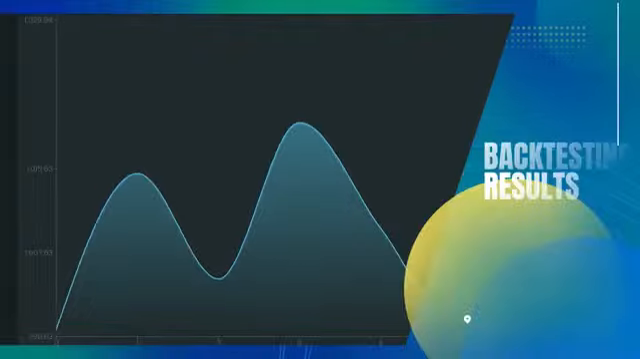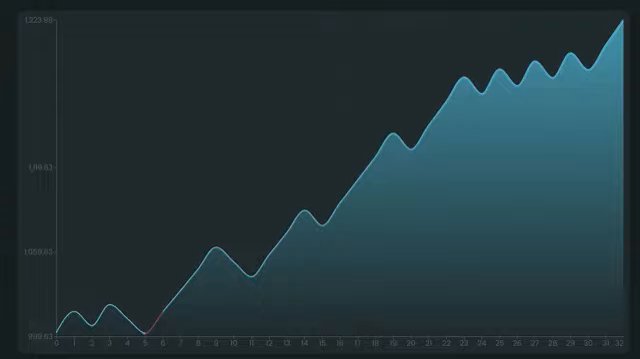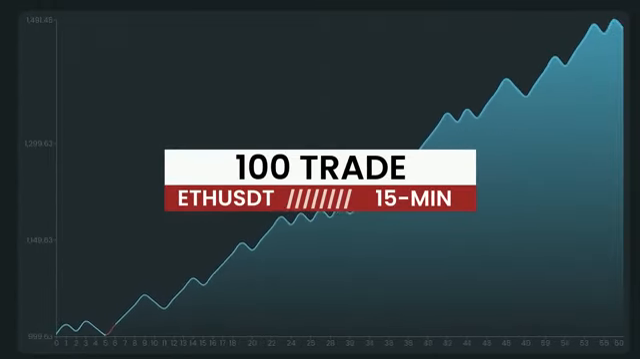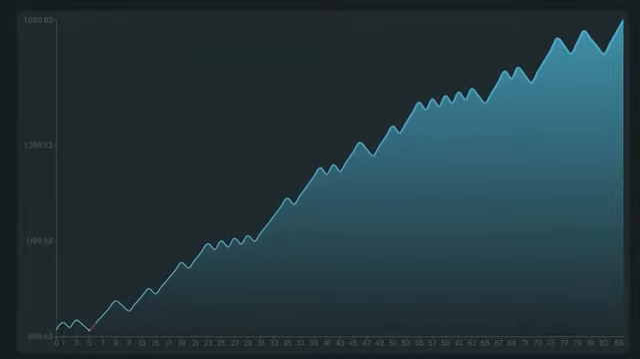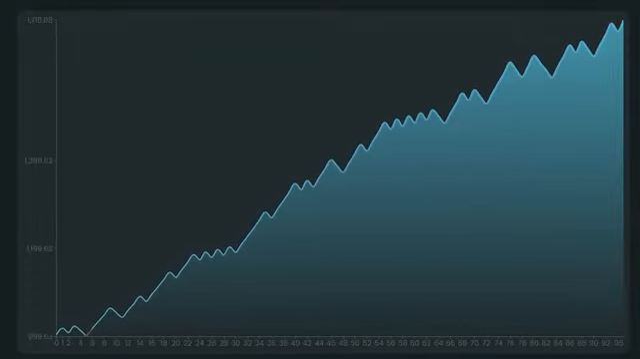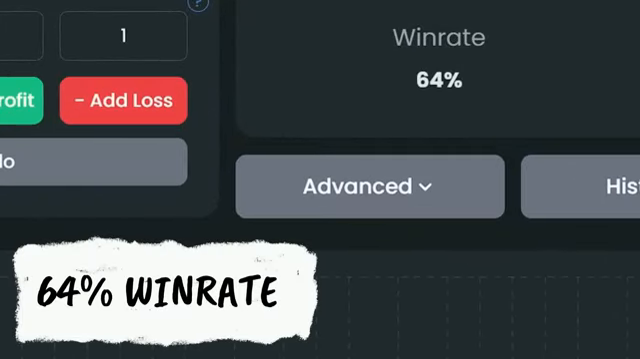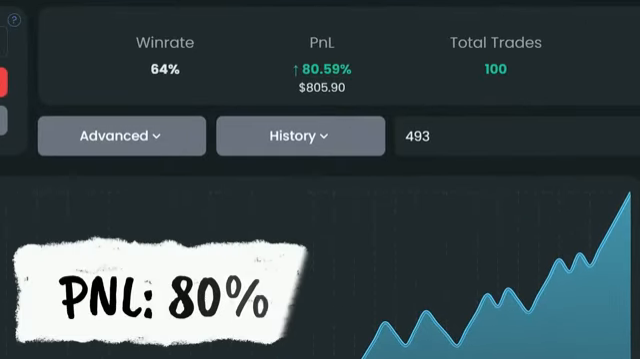Alright, it's time to see how this strategy performs in action. We consider a backtesting experiment with 100 trades on the 15-minute Ethereum chart, and the results are in. You might want to sit down for this because the numbers are pretty amazing. Our backtesting showed that the strategy achieved an incredible 64% win rate. That's well over half of our trades ending up in the green. But that's not all. We managed to score a massive 80% profit on the spot market without using any leverage, all within just 3 weeks.